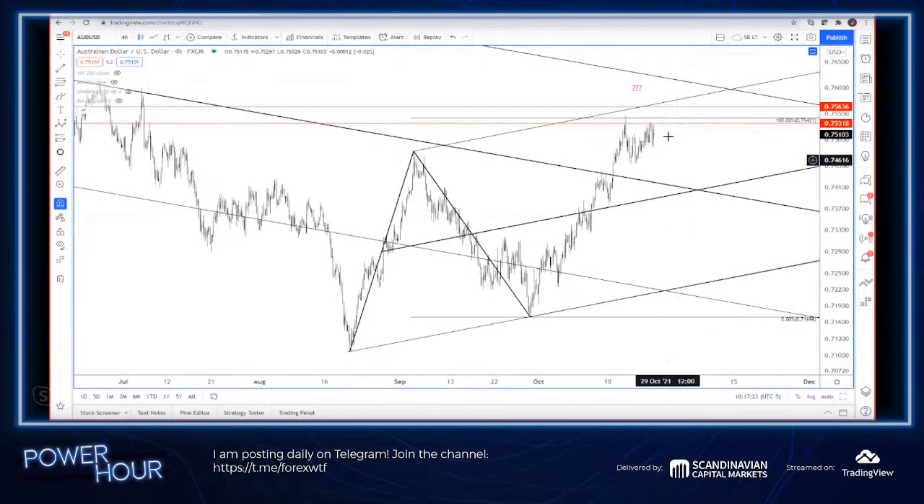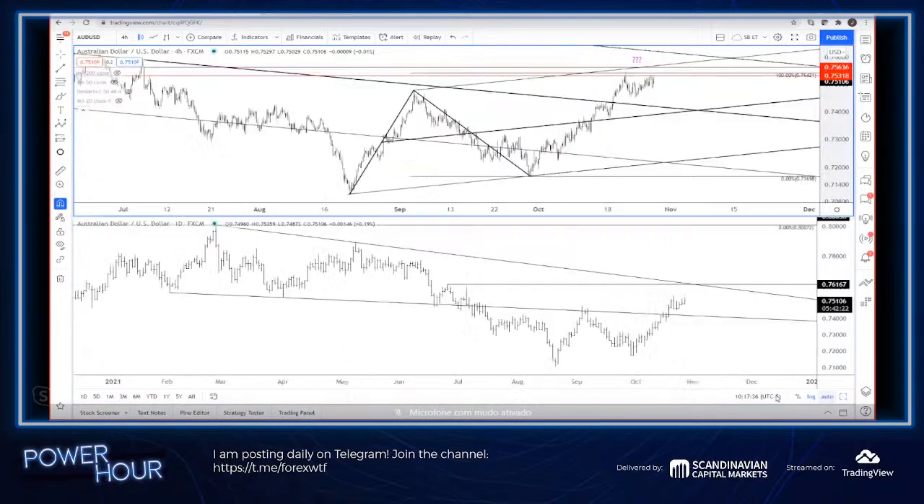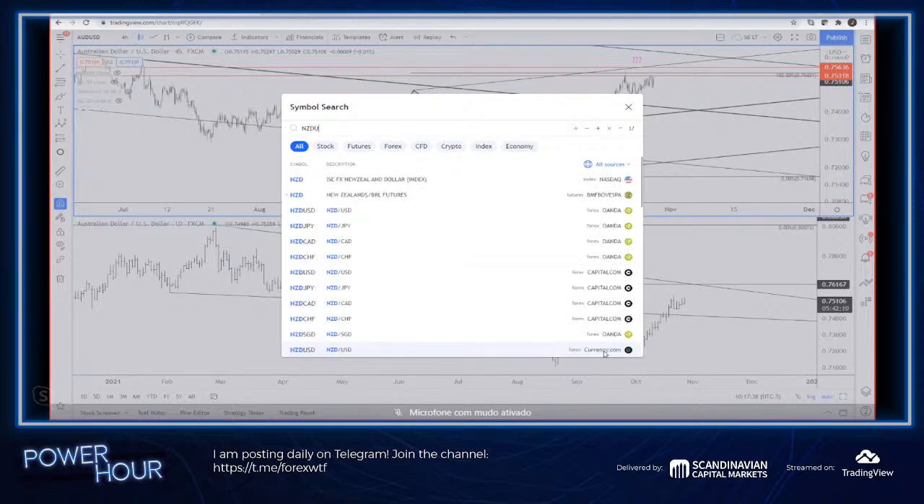Ideal in a perfect world, you kind of spike up here and put in a reversal bar, and then maybe you'd want to short. You also have better reward to risk at that point because you'd be giving yourself more downside, right, from 75.70 than you'd have from here. But yeah, that's the look on Aussie. All right, let's go to Kiwi.